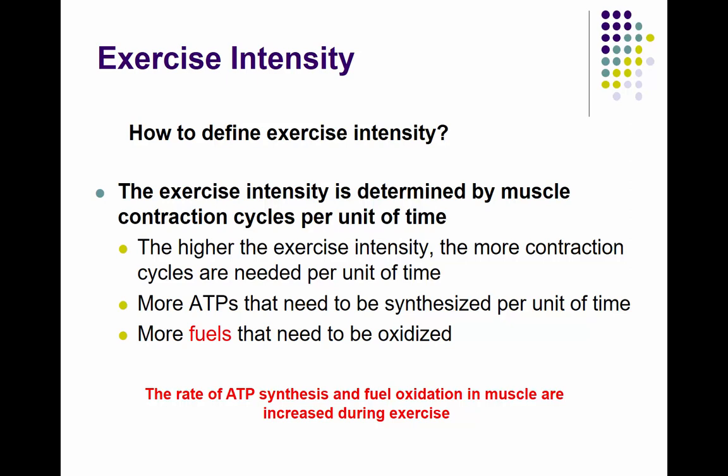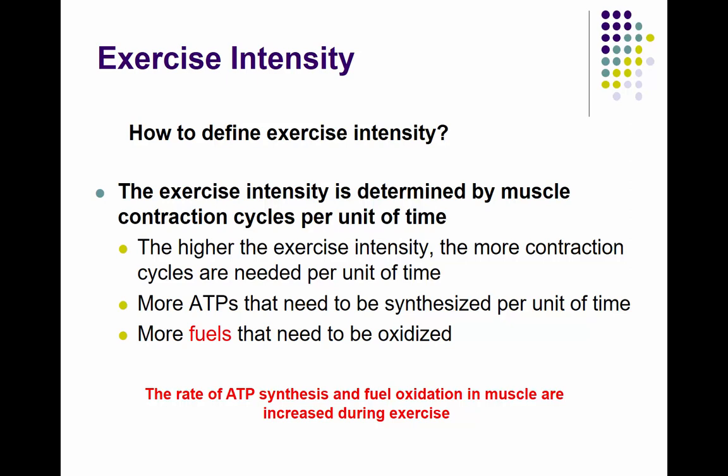Okay, now let's talk about exercise intensity. How to define exercise intensity? Exercise intensity is determined by muscle contraction cycles per unit of time. The higher the exercise intensity, the more contraction cycles are needed per unit of time. That should be easier to understand, right? And more ATPs are needed per unit of time, and more fuel is needed for oxidation.